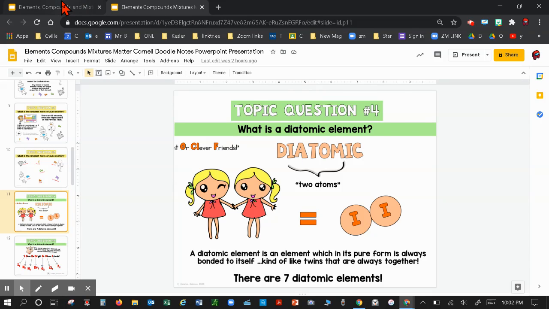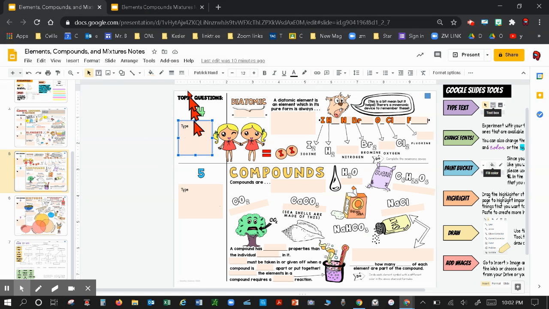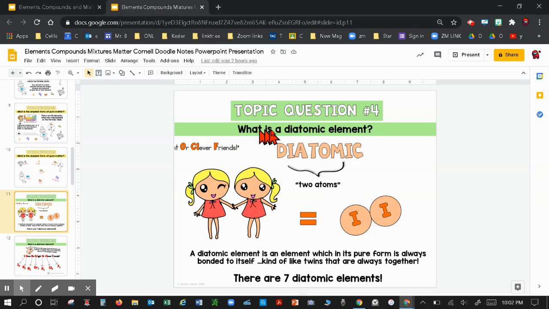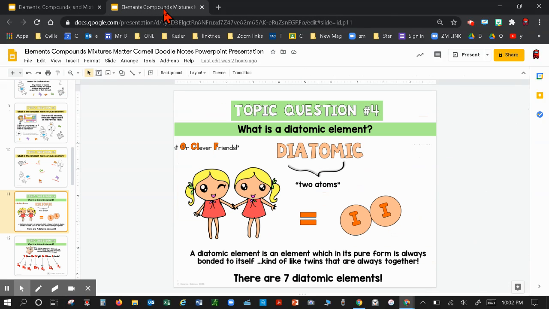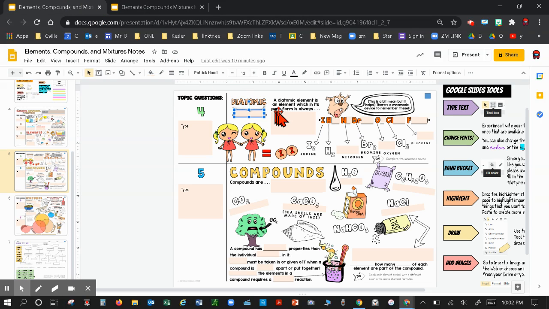So you're going to type in this box here: what is a diatomic element? Diatomic, as you can see, means two atoms. And down below, a diatomic element is an element which in its purest form is always bonded to itself. Kind of like twins are always bonded together.